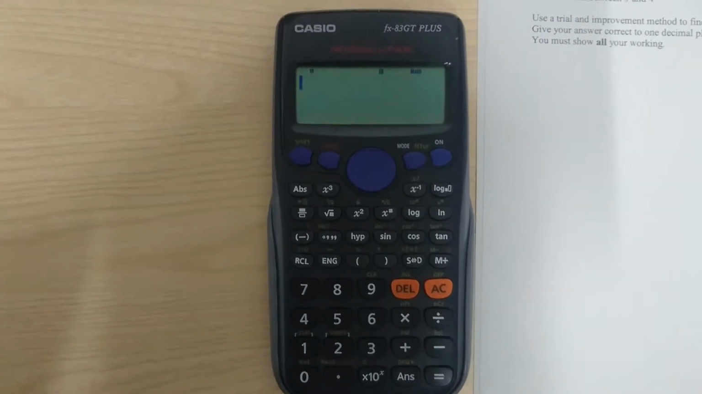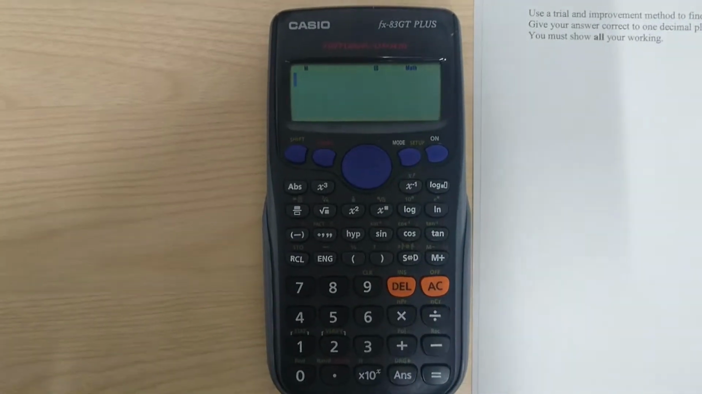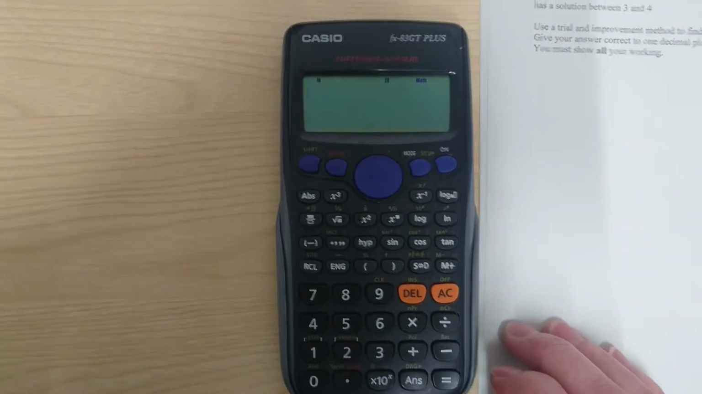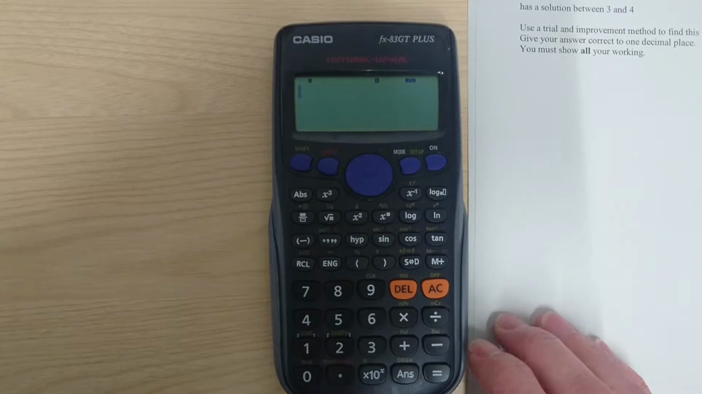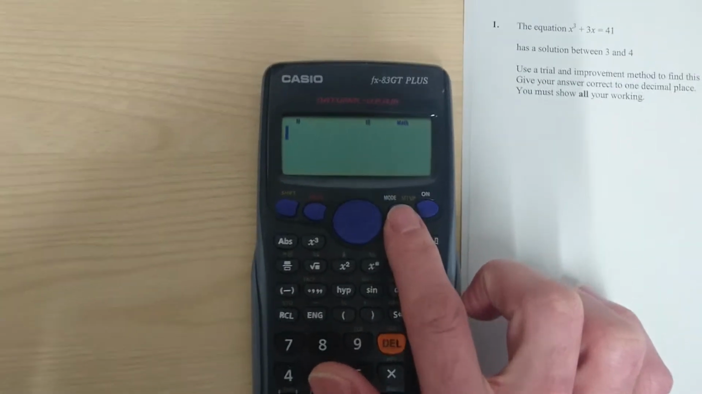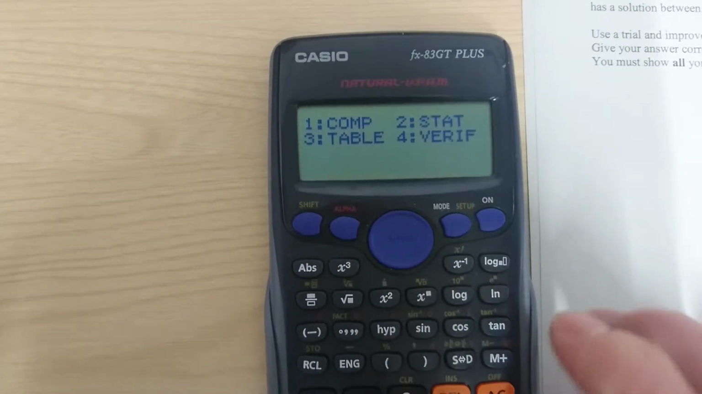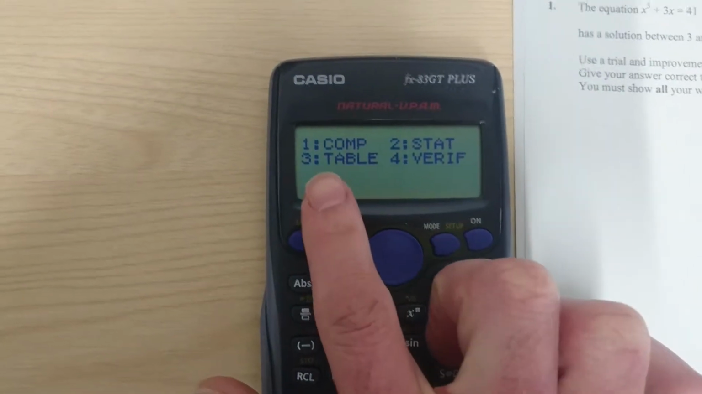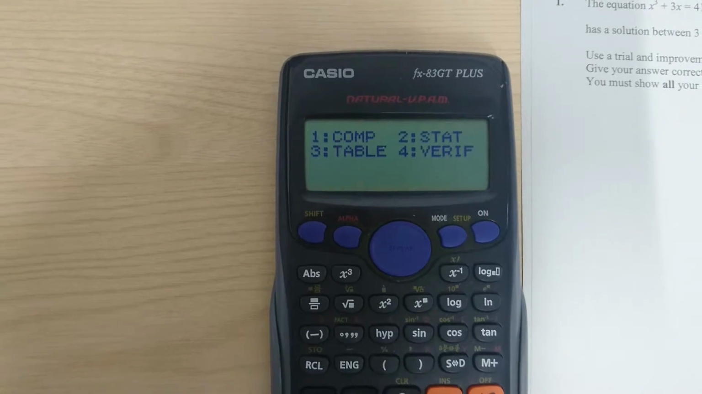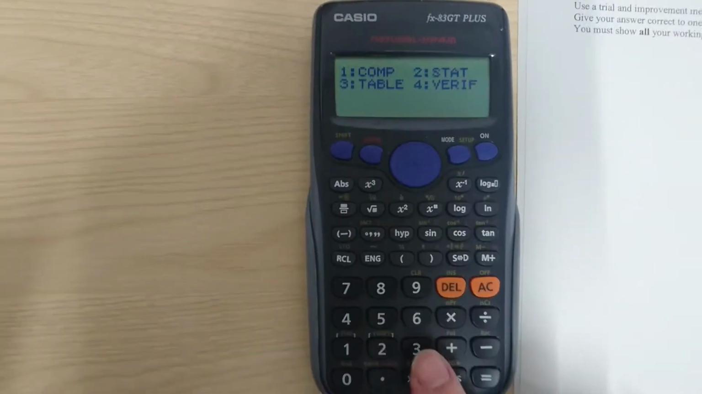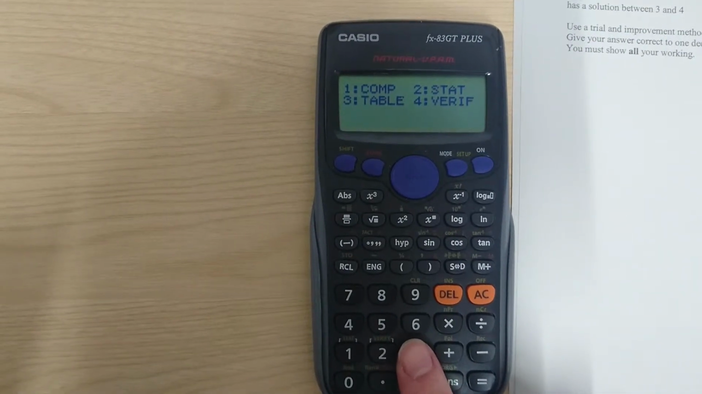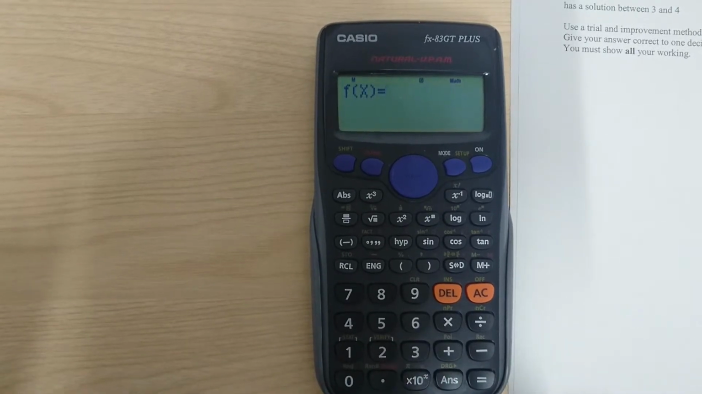What I'm going to do is change the mode that the calculator is working in. Now most likely you've only ever used one mode on the calculator, and that's the computation mode. Up here on our calculator we have a button that says mode. As I say, most of the time we use 1, which is our computation mode. Today we're going to move on to use table. So to select table, that's option 3, and I press equals.